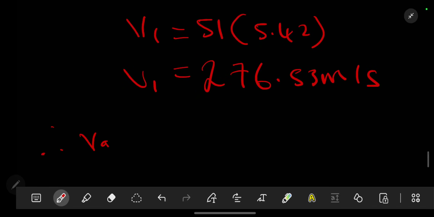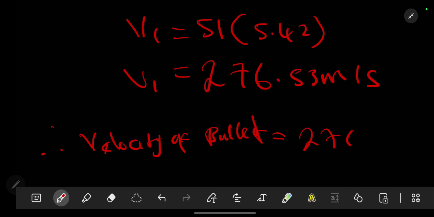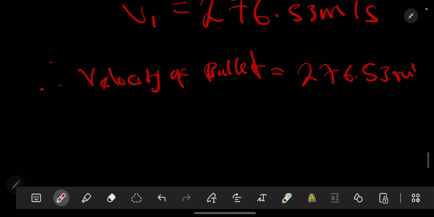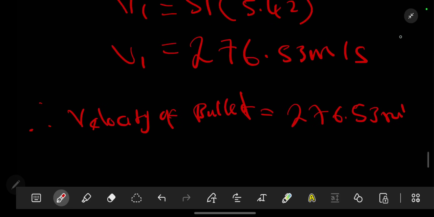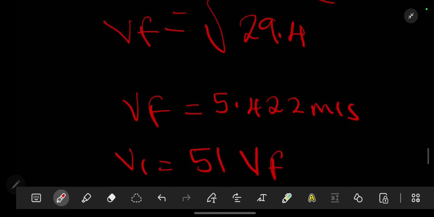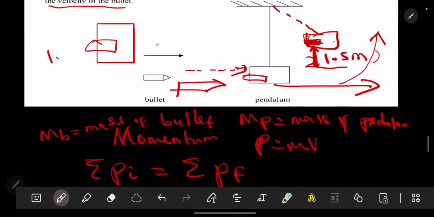Therefore, the velocity of the bullet should be equal to 276.53 meters per second, like that. So that is how we calculate the velocity of the bullet as required. Let's look at this other question.